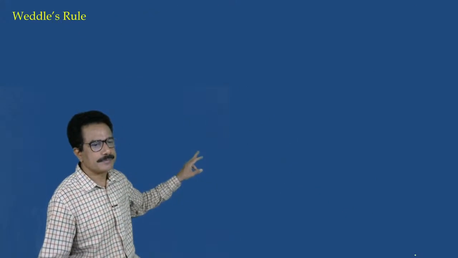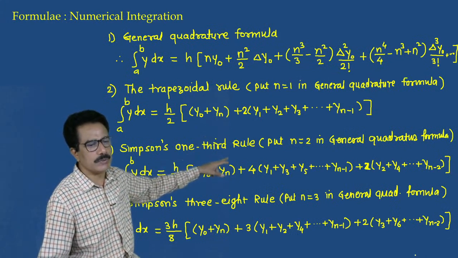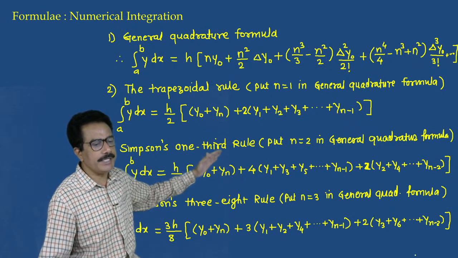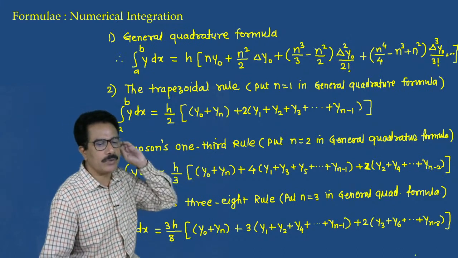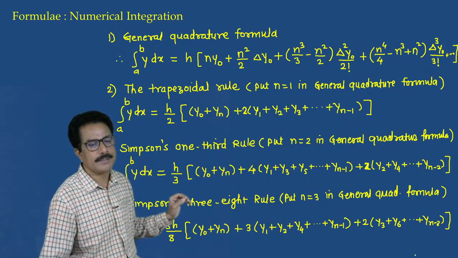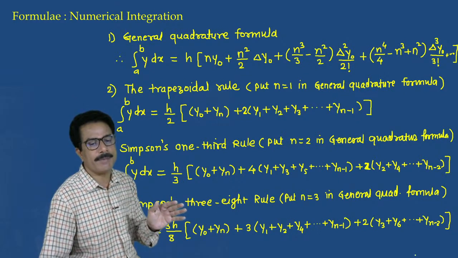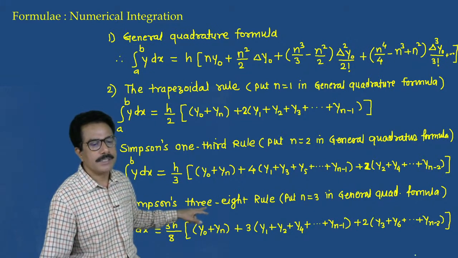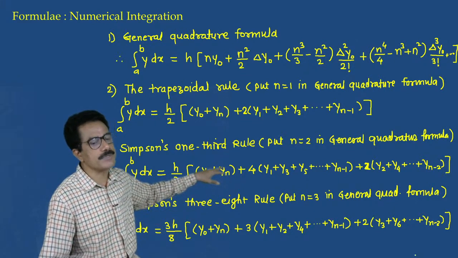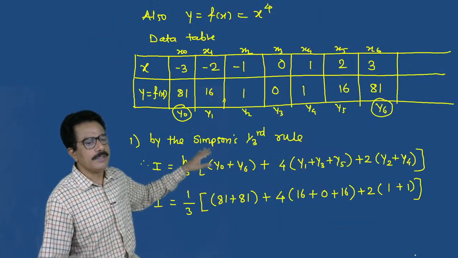I is equal to h/3. Now see this, the Simpson's 1/3 rule is equal to h/3 into y0 plus yn plus 4 times of y1 plus y3 plus y5 dot dot dot yn minus 1 plus 2 times of y2 plus y4 plus yn minus 2. Then Simpson's 3/8 rule. हा rule वापरायचा आहे, Simpson's 1/3 rule. So we have to use Simpson's 1/3 rule.